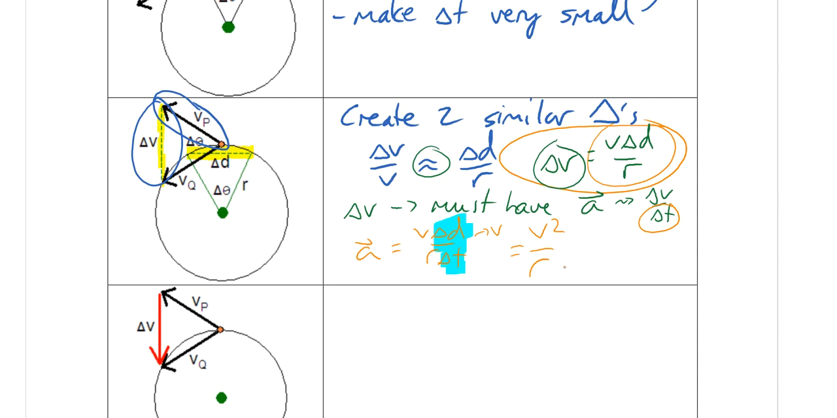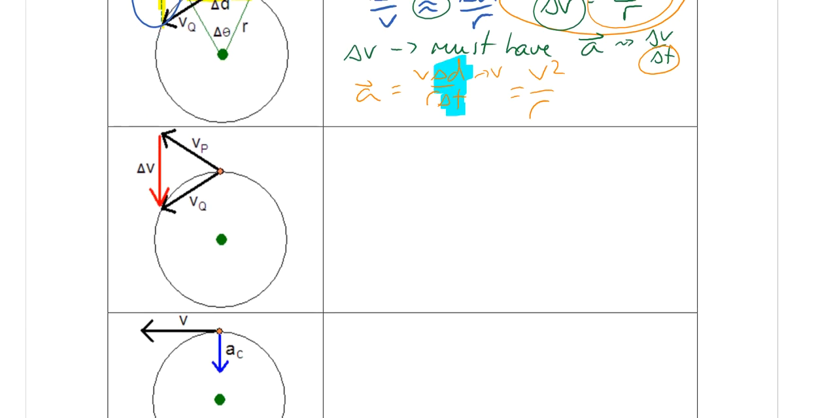Now again, this is a very different acceleration expression than delta v divided by delta t, which is what you guys are used to. But again, remember, this acceleration is not about going faster or slower. It's about calculating a change in v based on change of direction. All right. So let's go to the next picture right there.